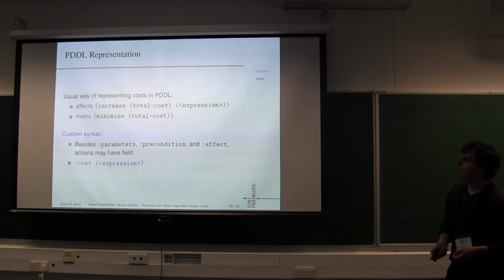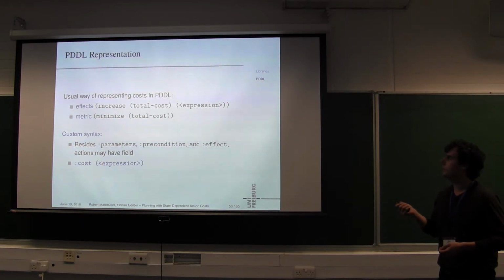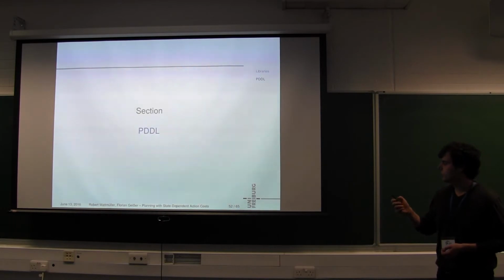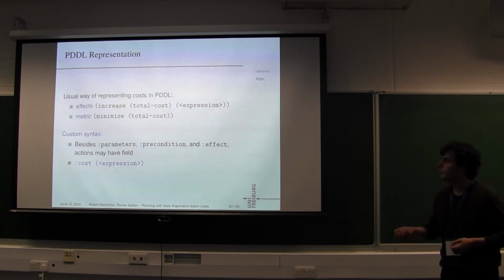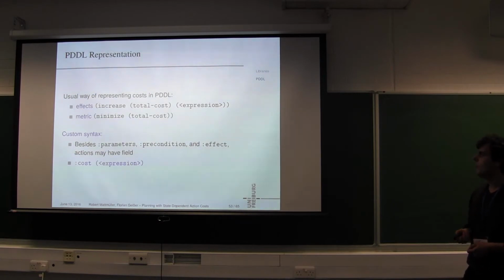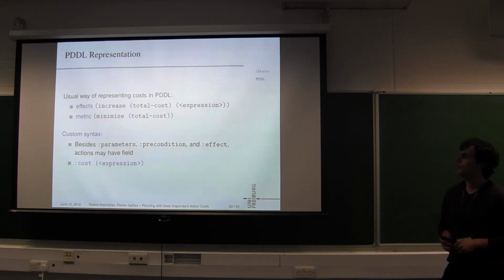So usually in PDDL we have this increase total cost effect, which basically for most of the domains, or for the constant cost domains, is just a number, which is the action cost. And then we have in our problem file the metric minimize the total cost. And for our tool right now, for the action syntax, besides these parameters, precondition and effect of the actions, our tool also needs a cost field, which just describes the cost function of the action.